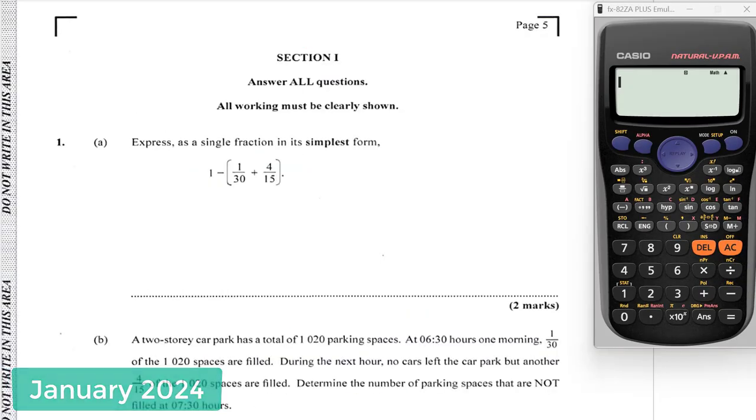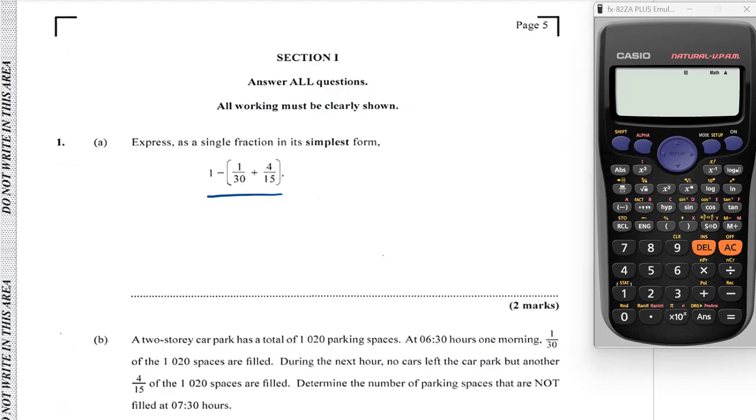Express as a single fraction in its simplest form. Right. So we have 1 minus bracket 1 over 30 plus 4 over 15 close bracket. We can go ahead and put this directly in our calculators. So this is 1 minus open bracket 1 divided by 30 plus 4 divided by 15 close brackets. That gives us 7 over 10.